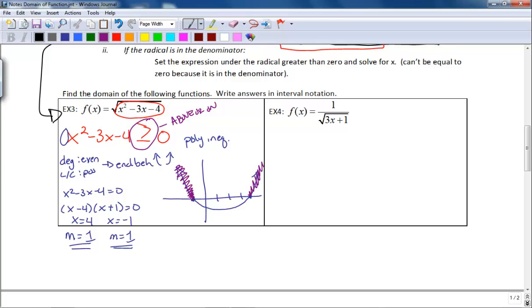So the domain of this function f is going to be the interval notation that we can get from that picture. That is negative infinity to negative 1 with a bracket because of the or equal to bar, union 4 to infinity. So again, when you have the radical in the numerator, you're going to set the expression under the radical greater than or equal to 0 and then solve the inequality.